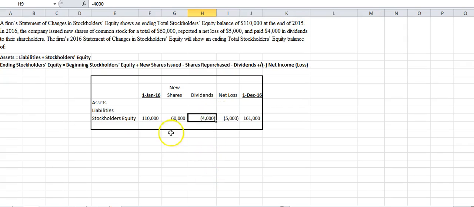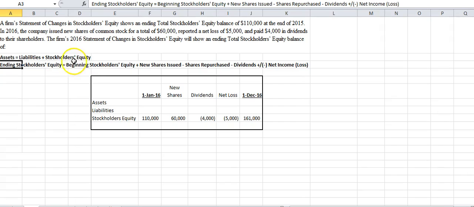Okay. So it's saying what's my ending equity. So this is very simple, right? They're asking for this here. All you have to do is take 110, add 60, subtract 4, and subtract 5. And that'll give you your answer. Okay, and the answer will be 161,000. So remember, memorize this formula here, and you can solve this problem very easily. Okay? Let's go ahead and do a couple other problems.